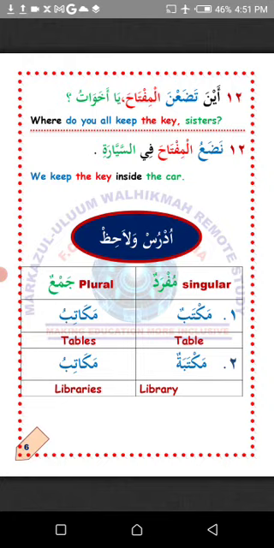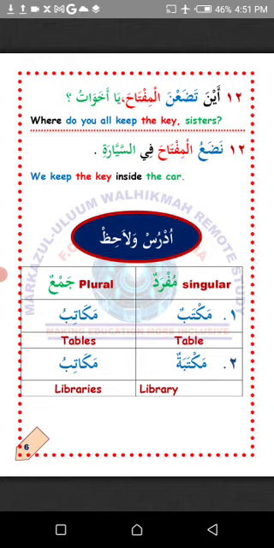Number 12: أين تضعن المفتاح يا أخوات. Where do you all keep the key, sisters? Talking to a group of female persons.